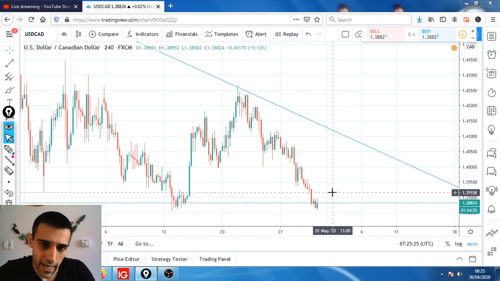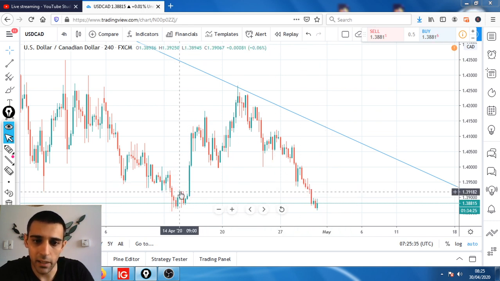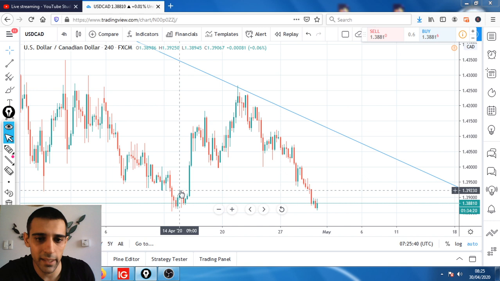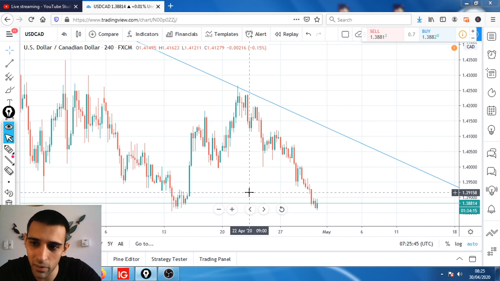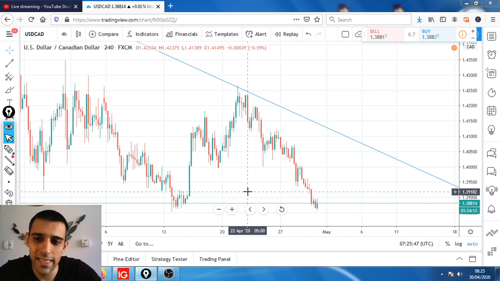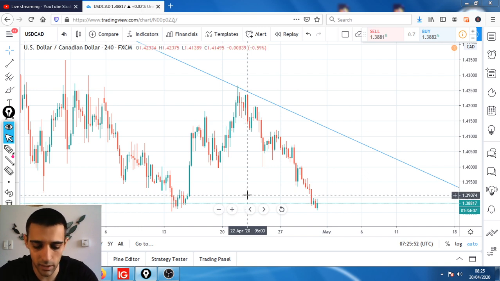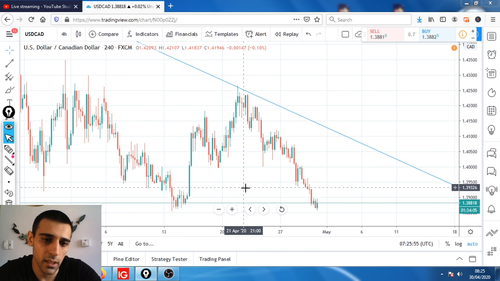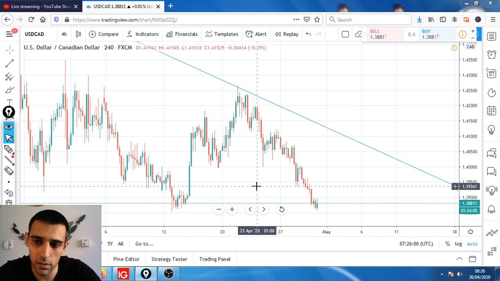As for the entries, first I want to see the price taking out these highs, this spike here, which is at 139.23. So I want to see it taking out this spike high. Then we would be looking to get on around the 139.20 zone. 139.20. I'm going to write that in there on the chart as well, so you would know. 139.20.